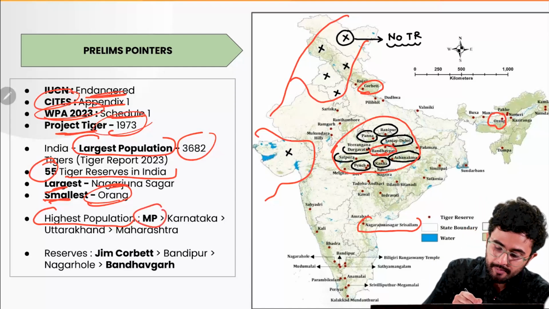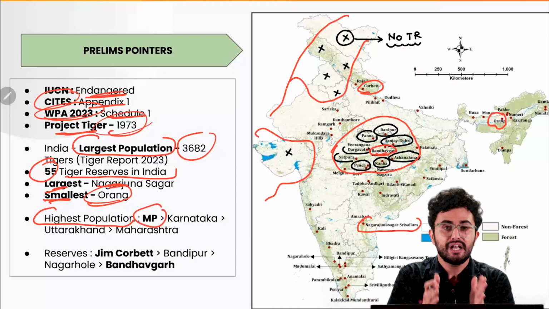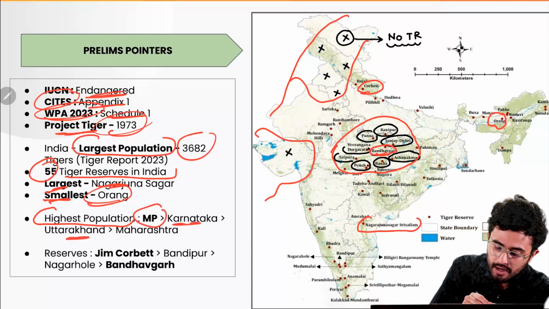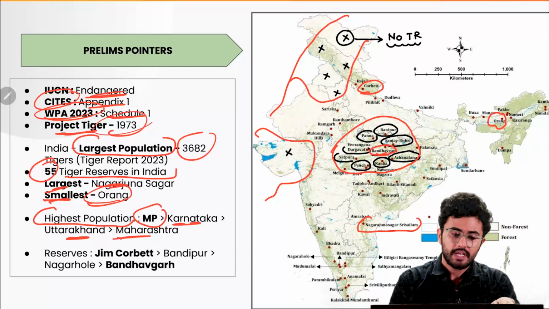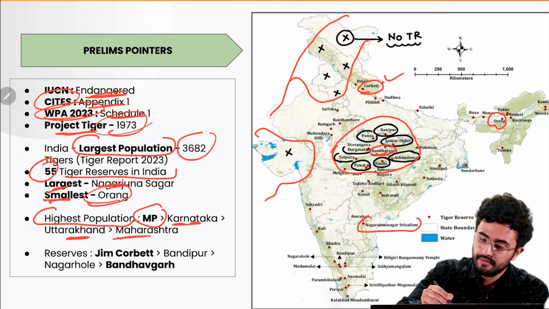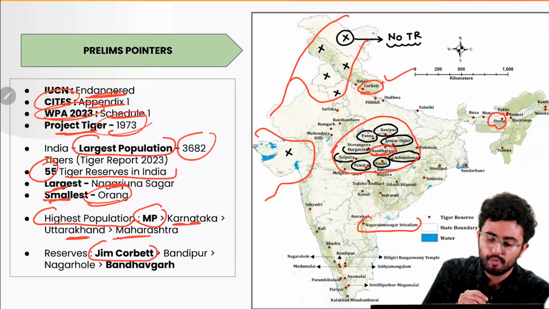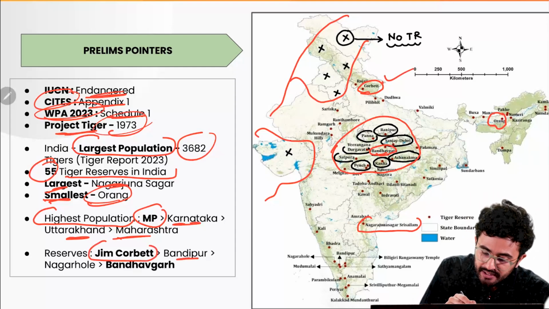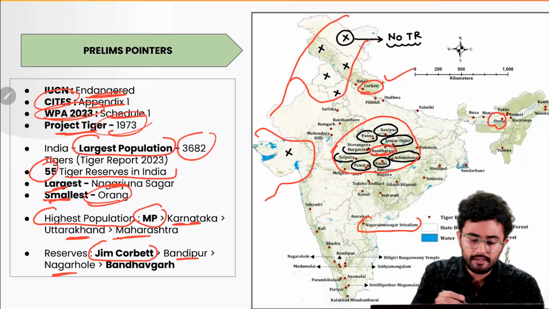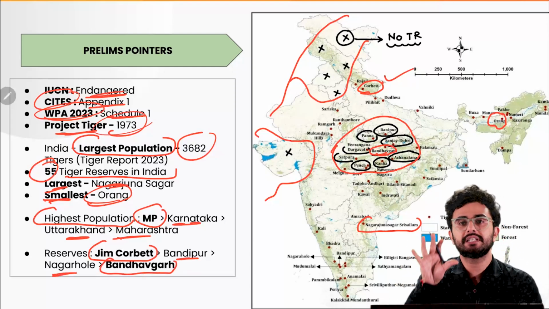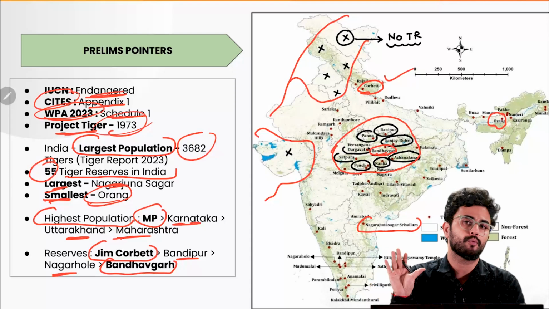That is also Madhya Pradesh, where the Bandhavgarh Tiger Reserve is located, followed closely by Karnataka, Uttarakhand and Maharashtra. When we talk about the reserves, the Jim Corbett Tiger Reserve here has the largest population of tigers. The Bandipur is the second, which is in Karnataka. The Nagarhole, which is also in Karnataka, is third, and the Bandhavgarh basically has the fourth largest tiger population.